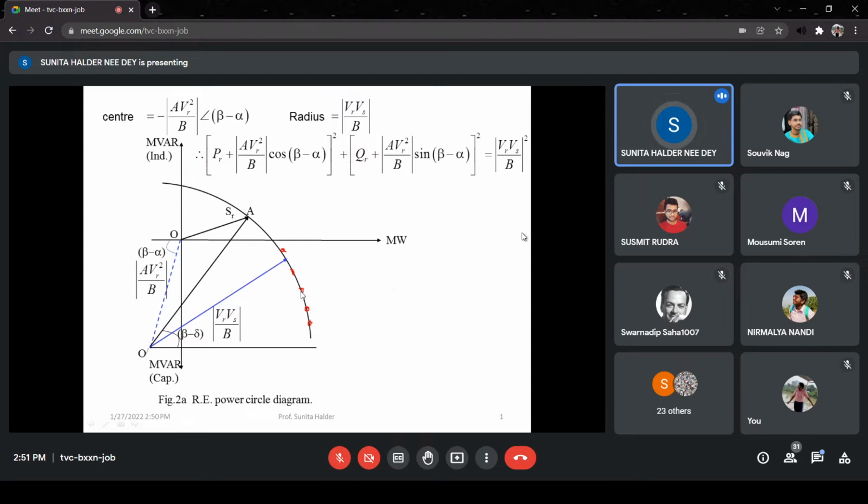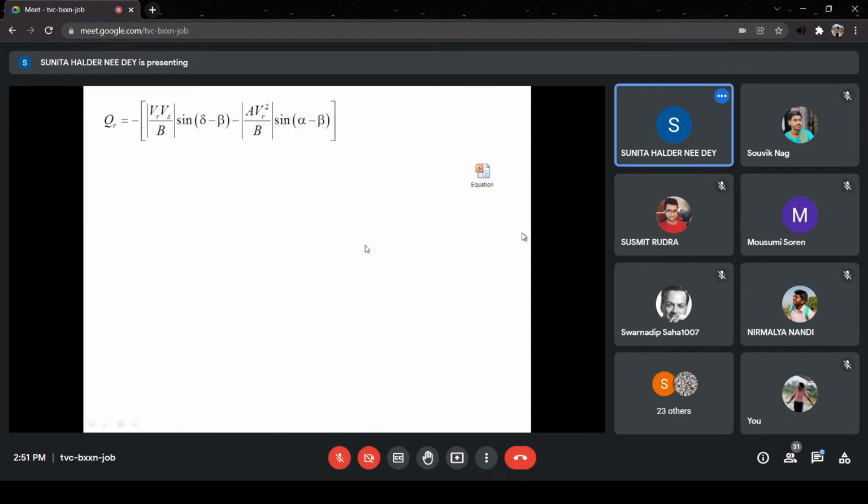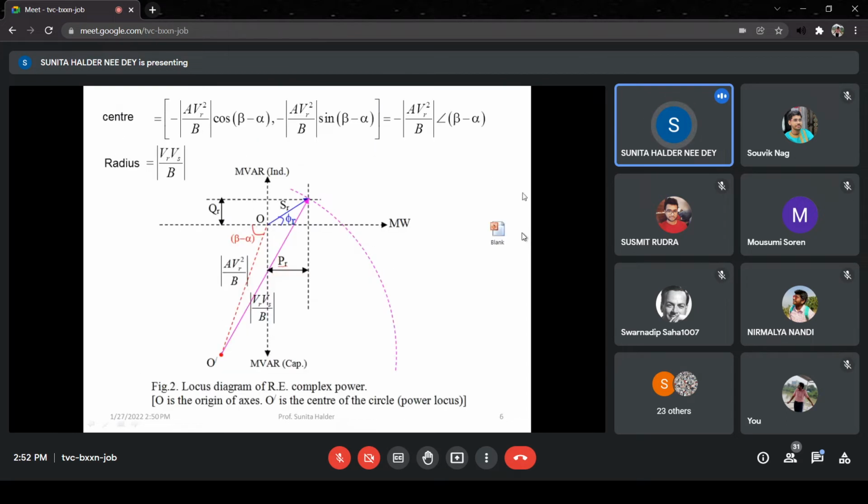Why? Because if you see, you cannot get it from this equation. But if you go to the original power equation, it is QR plus VR Vs by B sin beta minus delta minus A VR square by B cos beta minus alpha, sin beta minus alpha. So it had two parts. When we converted to the power circle diagram, we actually eliminated this one. That's why it is not coming in the equation.